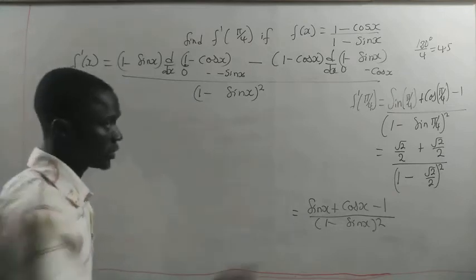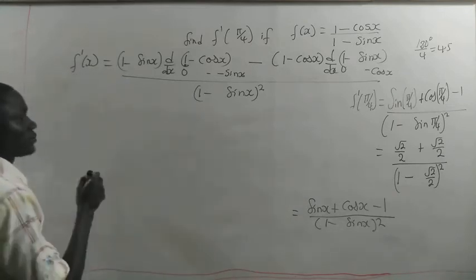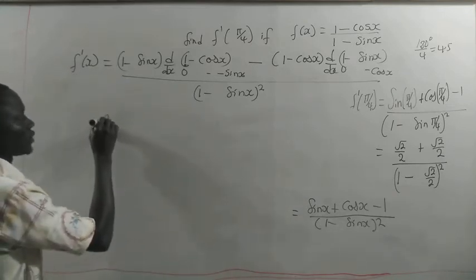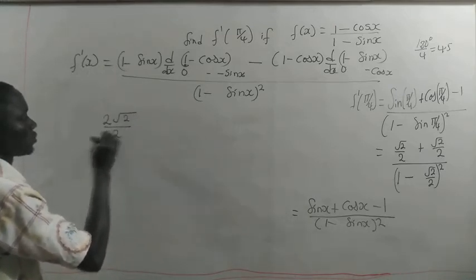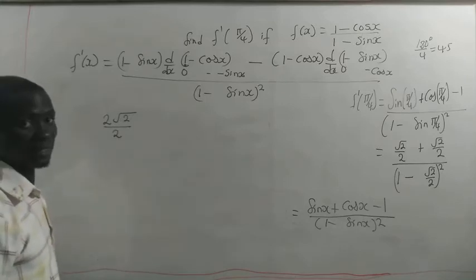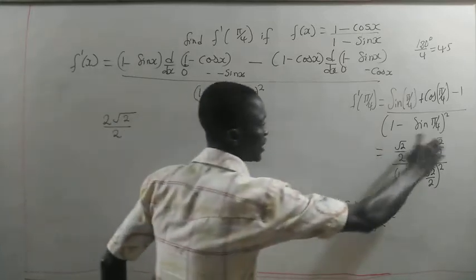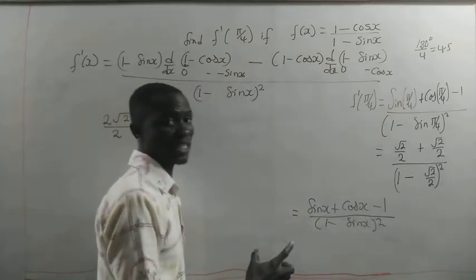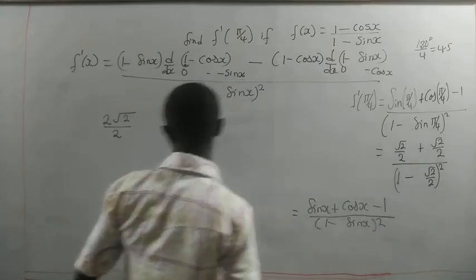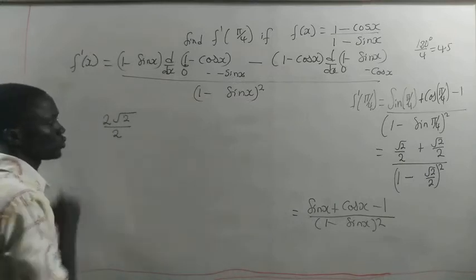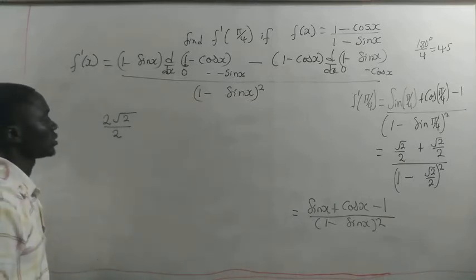Now, this one will give us 2 root 2 on 2. Very, very simple as that. Because these pair of fractions are like fractions, you add the numerators. Root 2 plus root 2 will give us 2 root 2, all divided by 2.